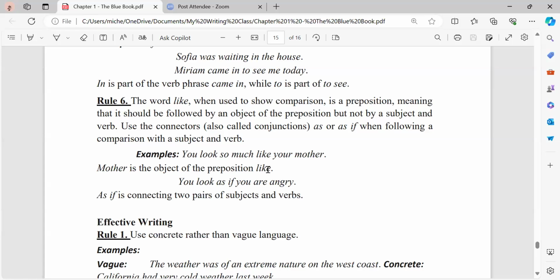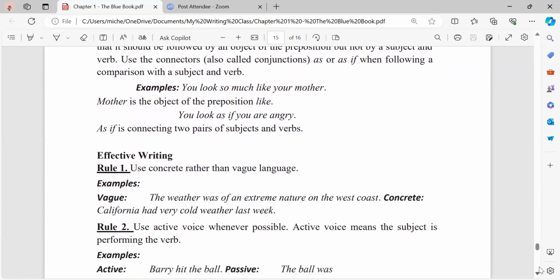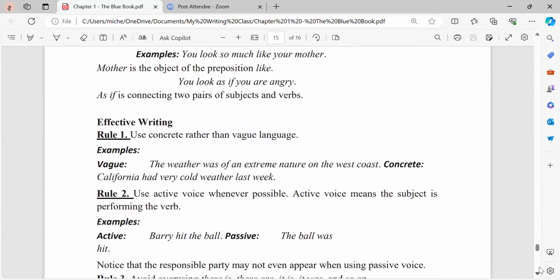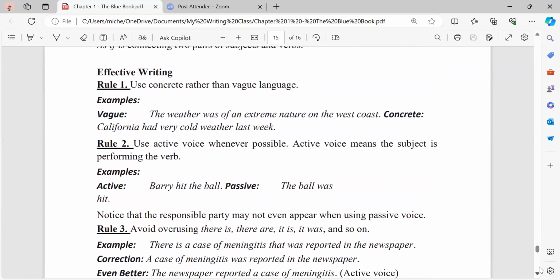And then "as if" is connecting two pairs of subject and verb right here: you look as if you are angry. So we're connecting two pairs of subject and verb: you look, and then you're angry. I think not much about conjunctions, because technically we actually use conjunctions in our daily conversations as well as in writing.